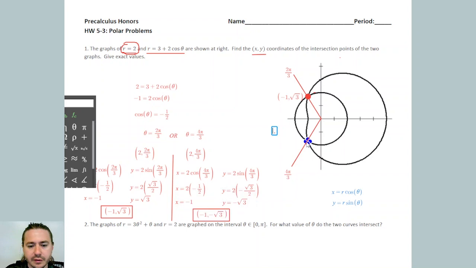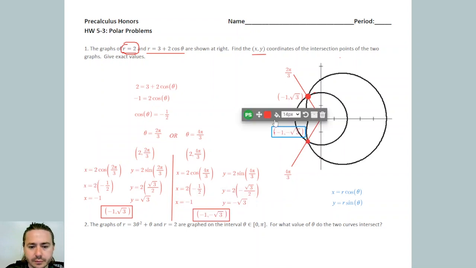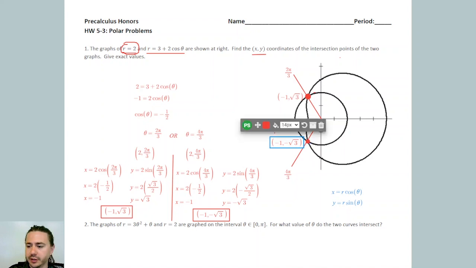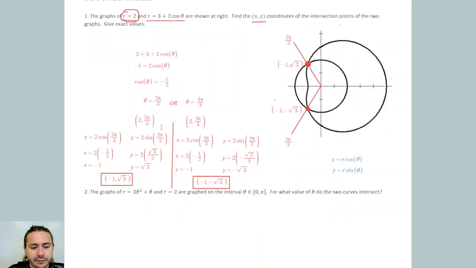All right, so that is number 1. We got (-1, root 3) is this intersection point, and (-1, negative root 3) is this intersection point. Okay, let's take a look at number 2.